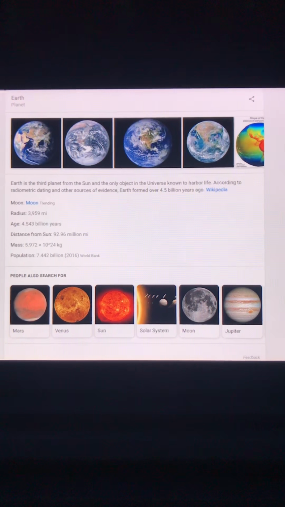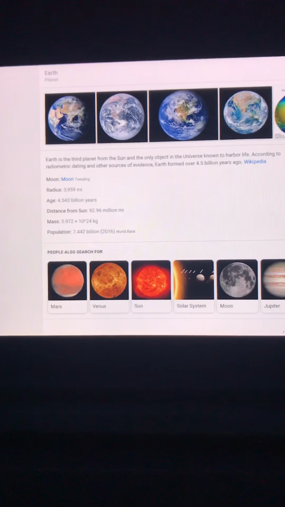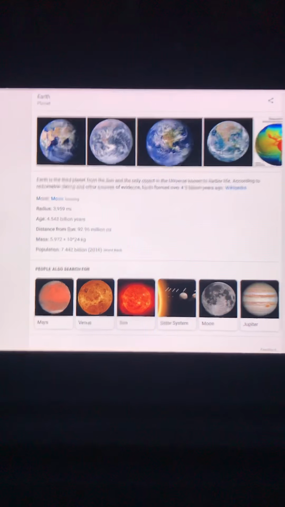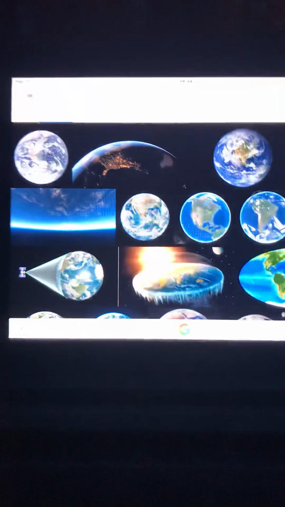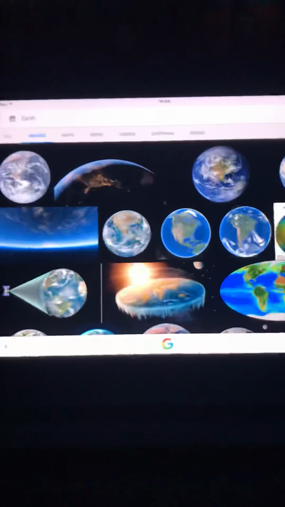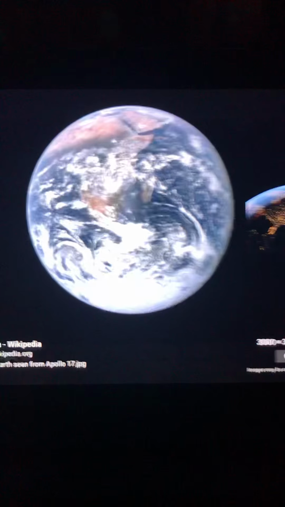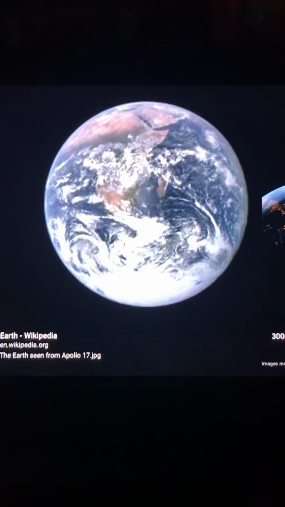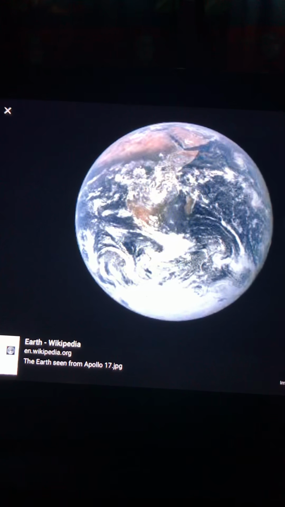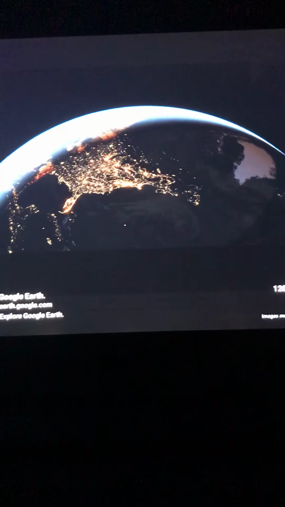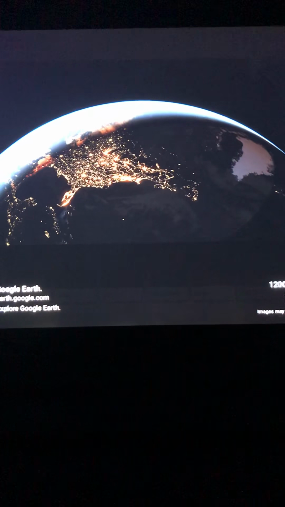So, why is Earth the only planet for life? You can just find out. Let's go back in time and find out how Earth got life. 4.5 billion years ago, Earth was formed. Then about a couple million years later, a Mars-sized object collided with the Earth and formed the Moon.